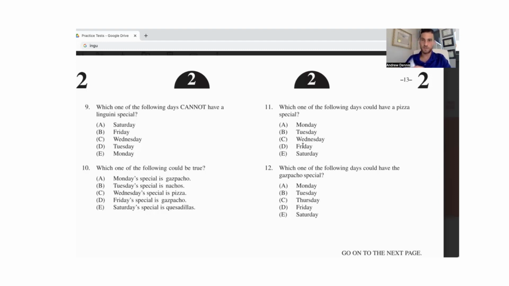All right, let's try number 11. Which of the following days could have a pizza special? We literally said in our notes, pizza, if it goes twice, goes Monday, because pizza cannot go Saturday, Wednesday, Friday, or Tuesday. Therefore, the answer must be A, Monday. And then finally, question number 12, which of the following days could have a gazpacho special? Monday, Thursday, Friday, or Saturday. We literally said when G cannot go. It can't go Saturday, Friday, Thursday, or Monday. It can only go Tuesday or Wednesday. Therefore, in this one, the answer must be B, Tuesday.